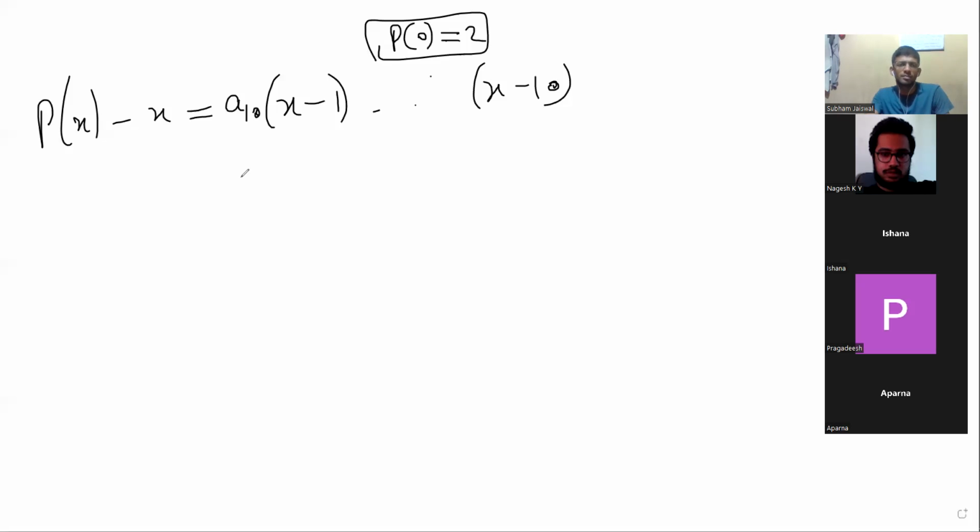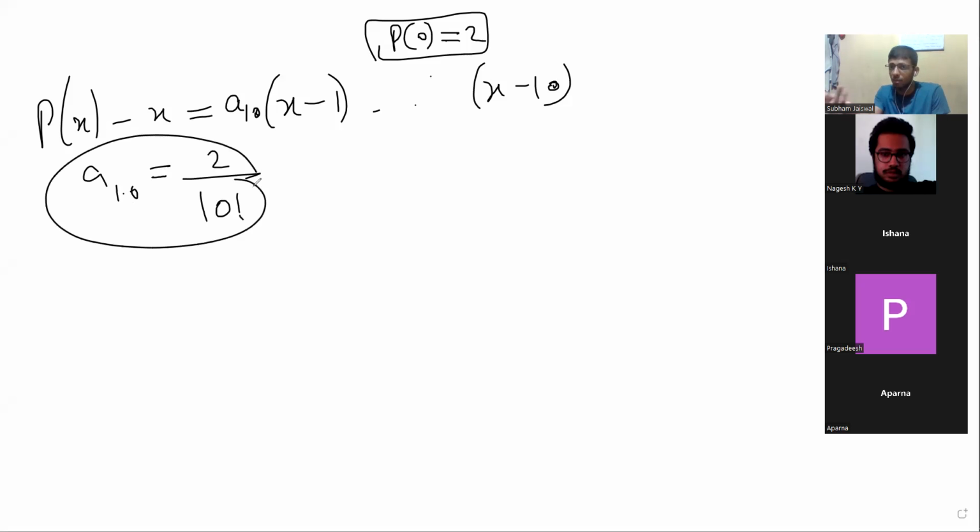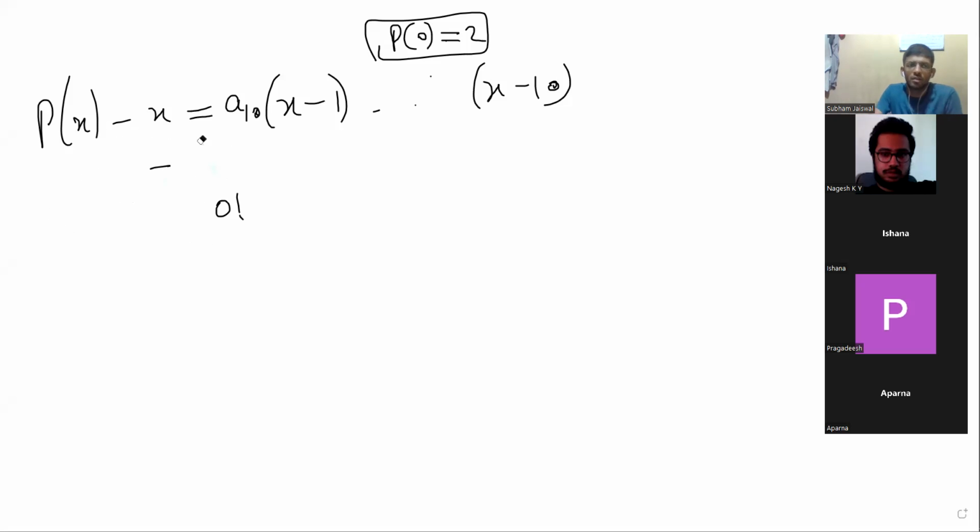2 by 10 factorial. Sorry. So it is 2 by 10 factorial. Yes. Right. And that's it. That's it. Problem solved, right? Then P of x would be this plus x. So that's certainly not a bad representation, right? If it's a good representation, you would say that this is not bad.